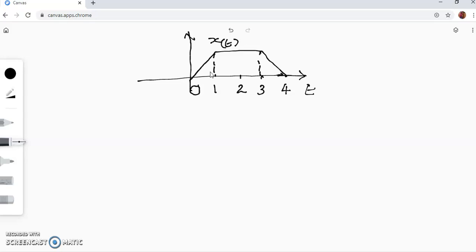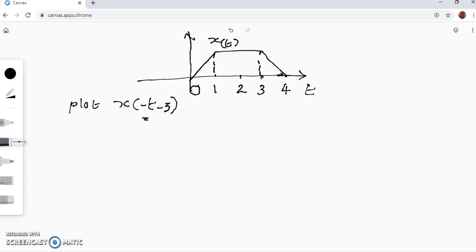Now suppose you are asked to plot x of minus t minus 3. So this is your question. You have to plot x of minus t minus 3. Okay, now have a clear look at the question.